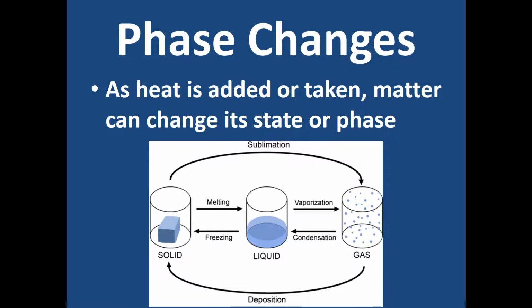If we add heat to a solid, it would eventually melt. If we keep adding heat, it would eventually vaporize, or undergo vaporization, and turn into a gas. We can also remove heat from a gas and it'll condense, or undergo condensation. We can remove heat from a liquid, causing it to freeze. Some materials, based on pressure, can go directly from a solid to a gas. That's called sublimation. Some can skip the liquid phase and go from a gas to a solid, called deposition.